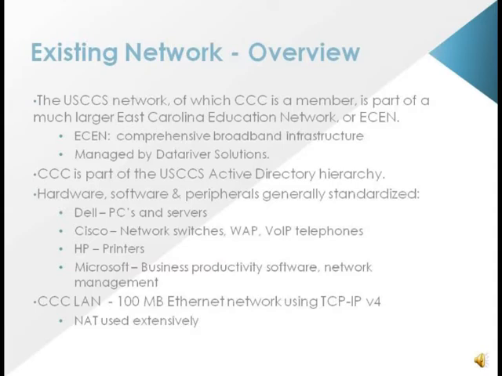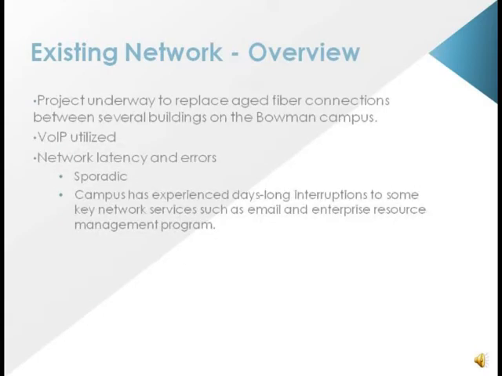The CCC LAN is a 100 megabyte Ethernet network using TCP/IP version 4. NAT is used extensively throughout the network. A project is currently underway to replace aged fiber connections between several buildings on the Bowman campus. A system-wide voice-over IP system is used. Overall, network latency and errors are sporadic.